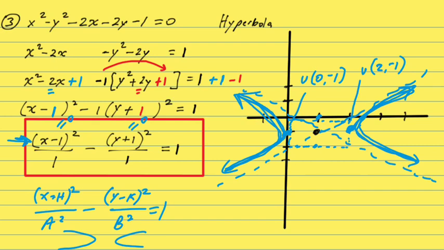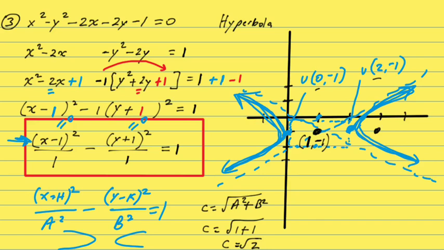If I moved to the right 1 from 1, negative 1, 1, negative 1 is where that point is. 1 to the right of 1 would be 2. 1 to the left of 1 would be 0. The focal length is a squared plus b squared. It's always the opposite of the sign in the middle. So it's going to be square root of 1 plus 1, or square root of 2.